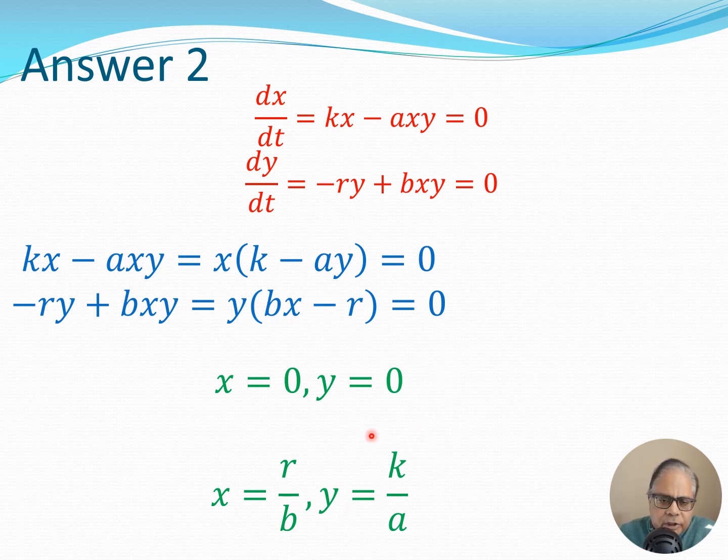Now the first solution here is kind of a trivial solution because it simply means that the population of prey, which is x, and the population of predators, which is y, are both simply 0. So this is not a very interesting solution. It simply means there are no prey, there are no predators. Now the second solution is more interesting. In this case, we have the numbers r, b, k, and a here, which are the coefficients of this differential equation. So this particular equilibrium point would be something at which the population can exist in a very nice manner.